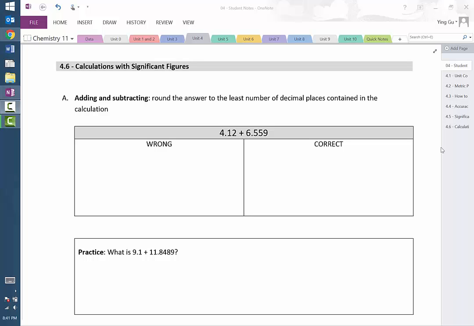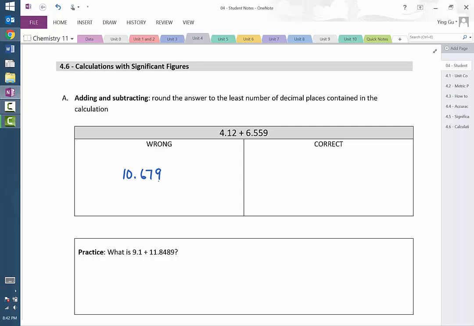When we are adding numbers, 4.12 plus 6.559, if you punch that into your calculator it will report 10.679. Right? If you were to write that down on a test, you would get a half mark deduction because you have failed to take into account significant figures. And that works like this.